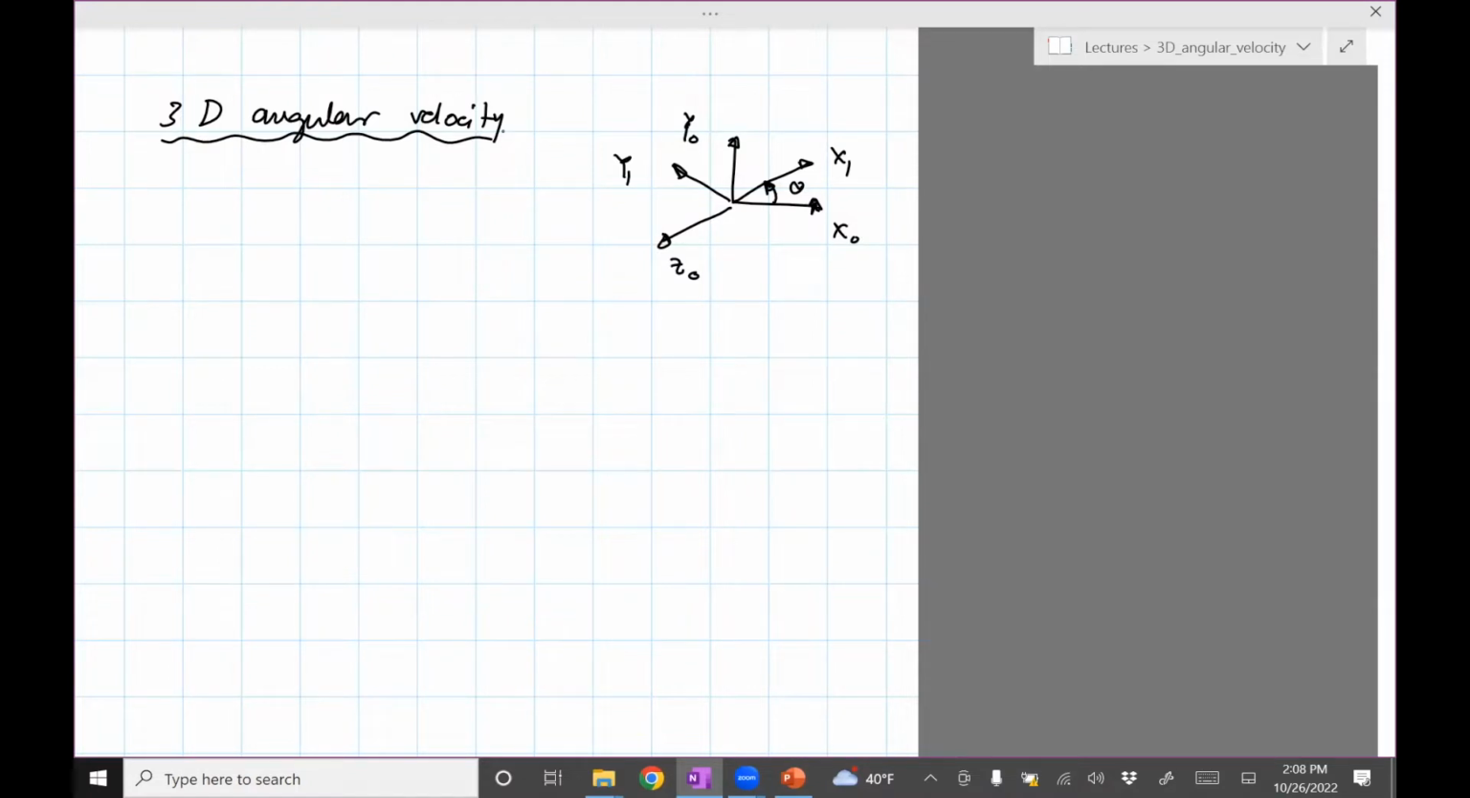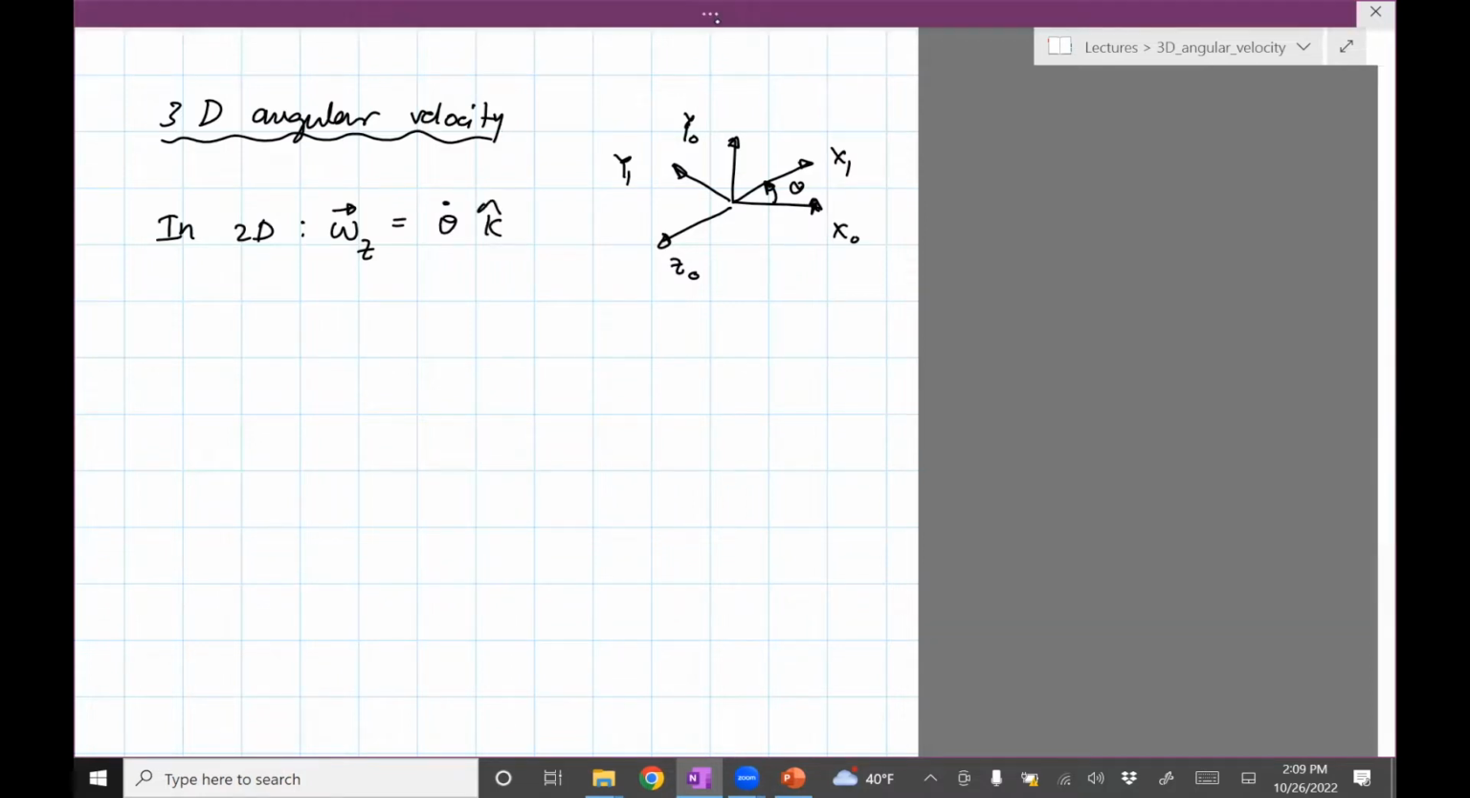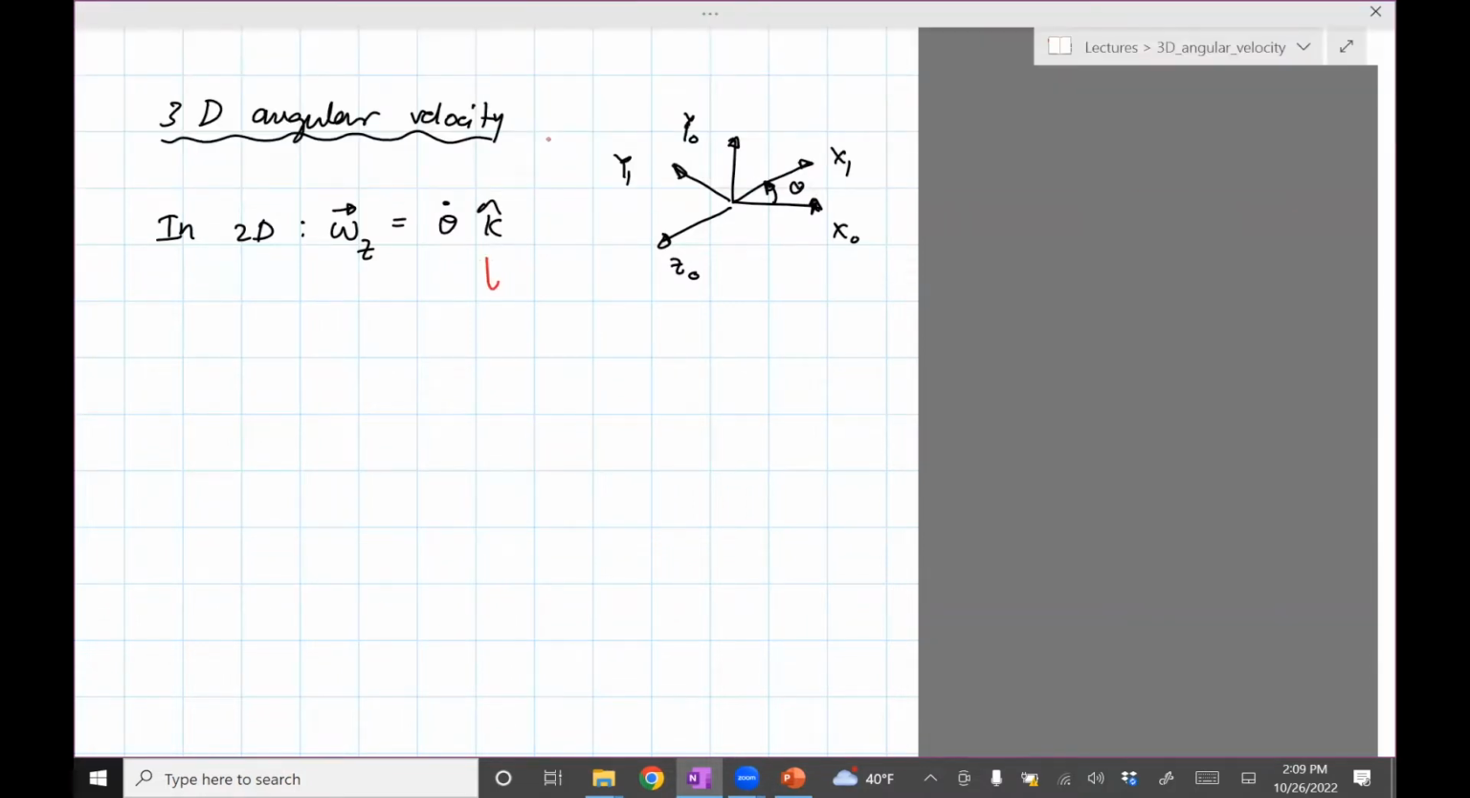So in 2D, the angular speed is in the z direction. We always ignored z, but it's actually in the z direction, as you can see. And this rotation can be written as theta dot, the rate of change of theta, times k. The k denotes a vector, which tells you the direction of rotation. This is a unit vector in the z direction.